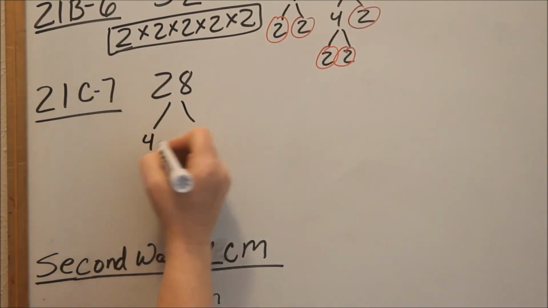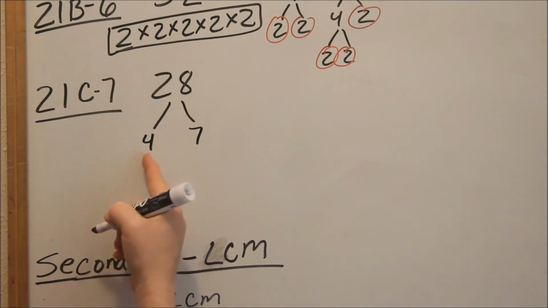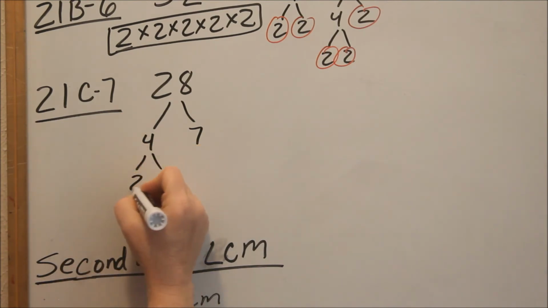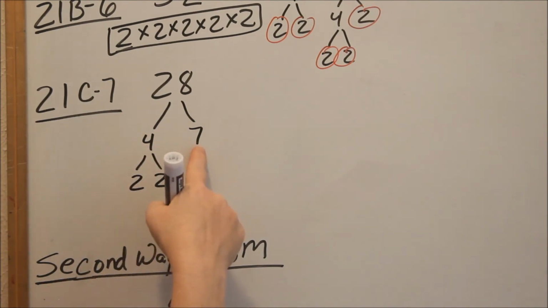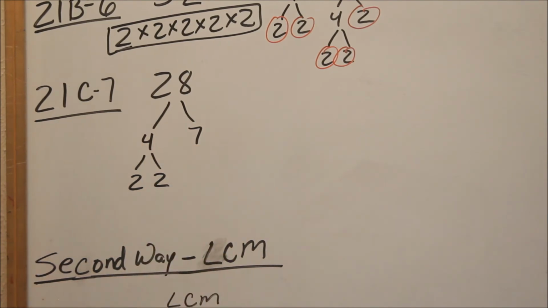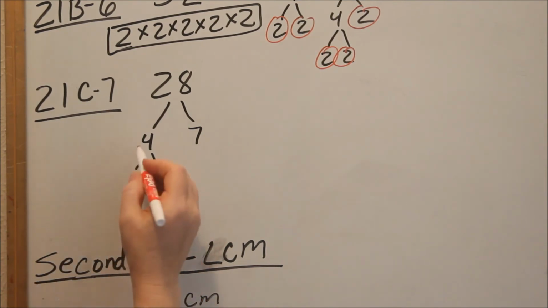I'm going to break this down into 4 times 7. Okay, 4 can be broken down into 2 times 2. I can't break down 7 anymore other than 7 and 1. So once you get down to a prime number, where it can only be broken down to itself and 1, that's where you stop.